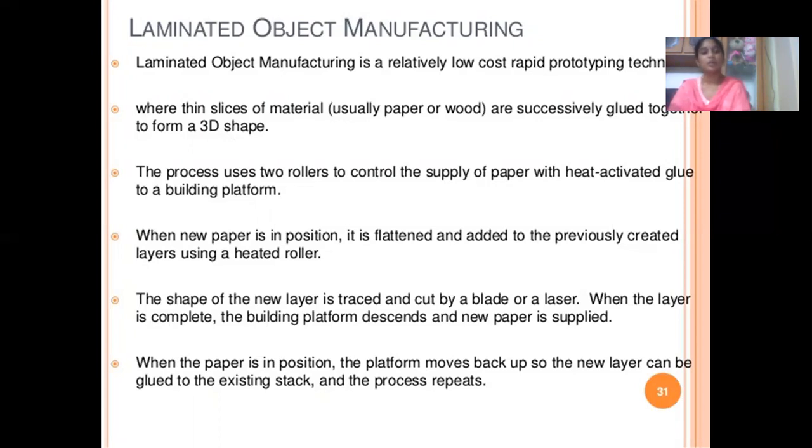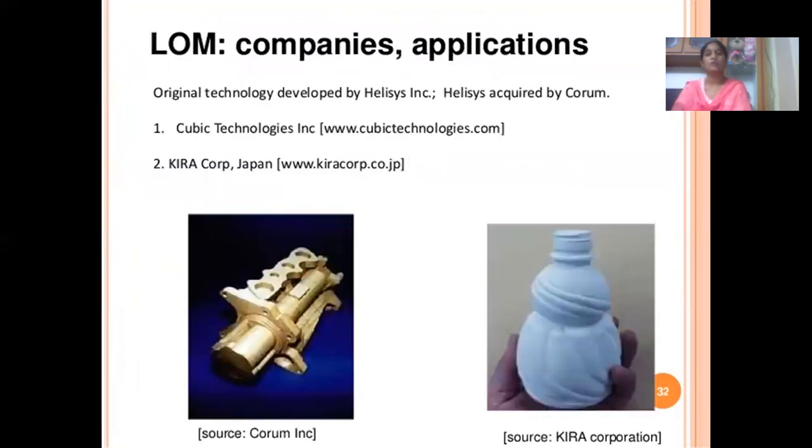Next, the shape of the layer is traced and cut by a blade or a laser. When the layer is completely built, the platform descends and a new paper is applied. When the paper is in position, the platform moves back up so the new layer can be glued to the existing stack, and the process repeats.